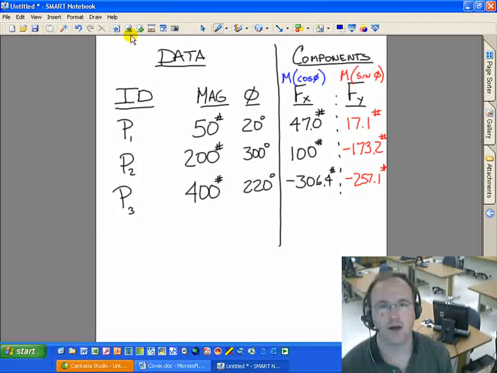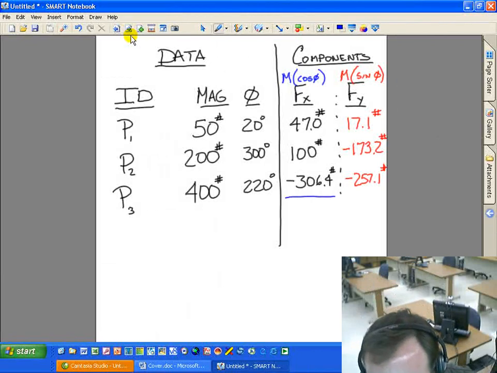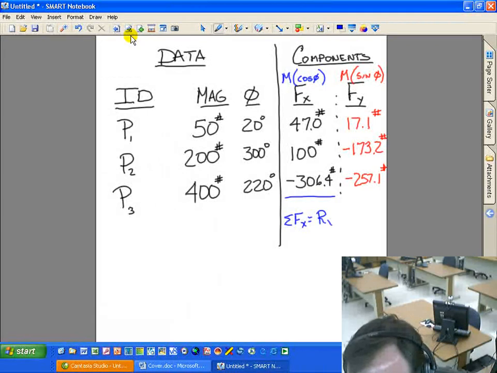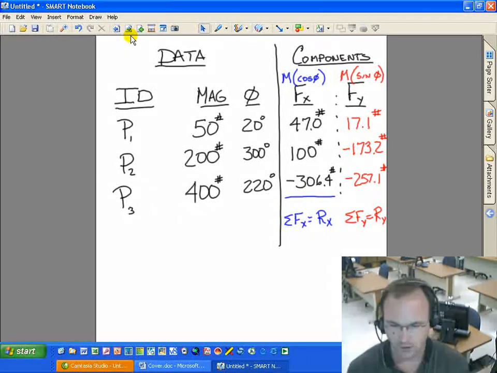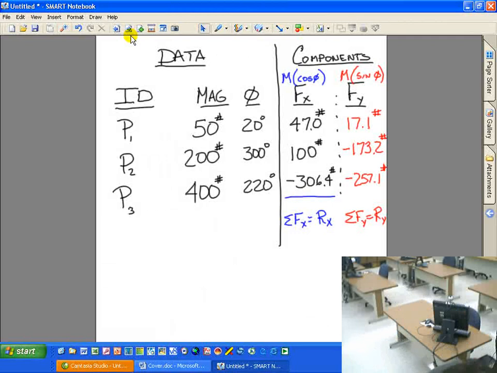When you sum these forces up, the sum of forces in the x equals the resultant in the x, and the sum of forces in the y will equal your resultant in the y. So we add them up, and so 47 plus 100 plus negative 306.4 gives us our x as negative 159.4 pounds.